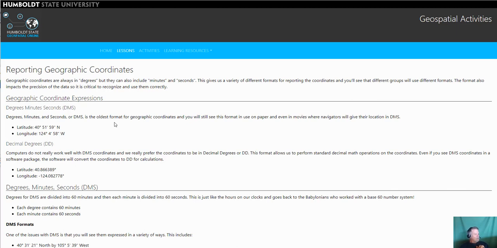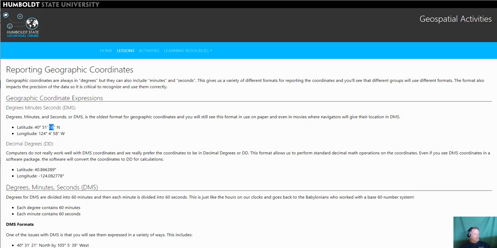When we go to report geographic coordinates or lat longs, there's two different systems that are commonly used. Degrees, minutes, and seconds is one. Decimal degrees is the other one. Now, with degrees, minutes, and seconds, you end up having the degrees, and then minutes, and then you have seconds.